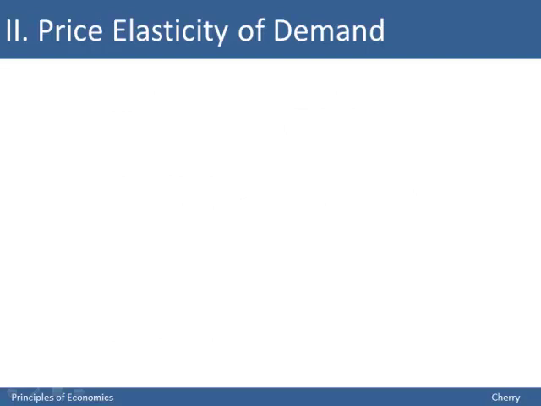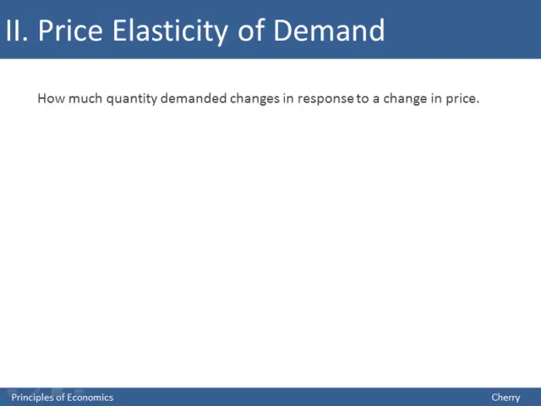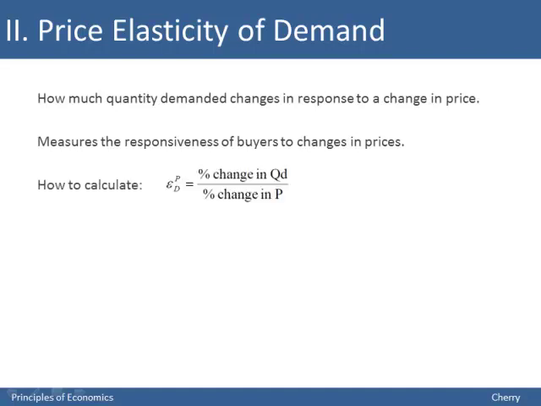So first, let's look at price elasticity of demand. What this measures is how much quantity demanded will change in response to a given change in price. In other words, it measures the responsiveness of the buyers to a price change. Like how much will quantity demanded change in response to a price change? That's simply saying, well, how are the buyers going to respond to a price change? And how do you calculate this? It's going to be equal to the percentage change in quantity demanded over the percentage change in price.